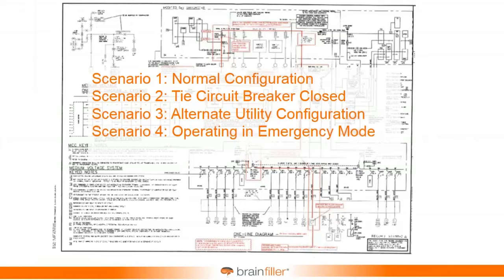Maybe an alternative utility configuration, emergency mode. I mean, you get the idea. If you have larger complex systems, you can have all kinds of different scenarios. And then the question is, well, which scenario do we put on the label? Or how do we even address this? And there are a couple of ways that this has been done.